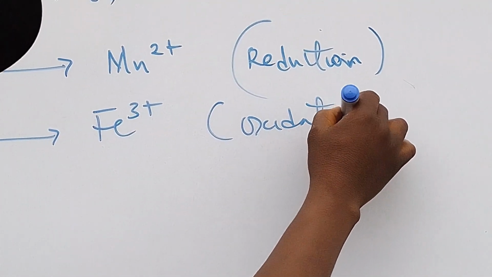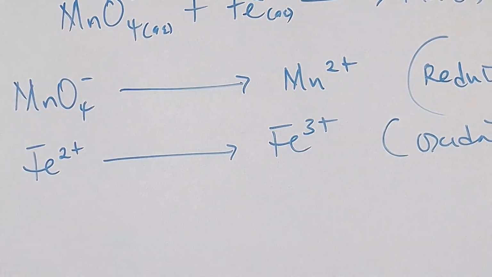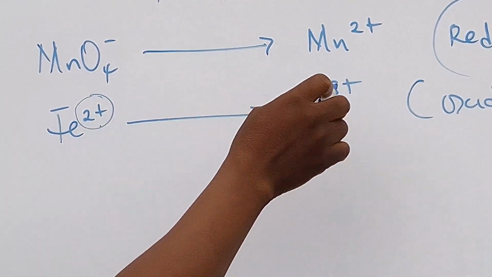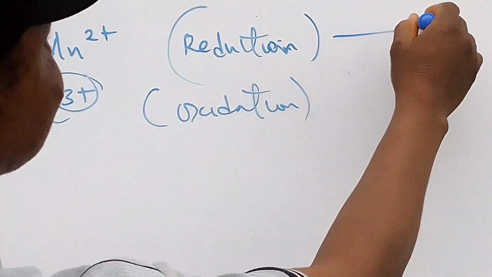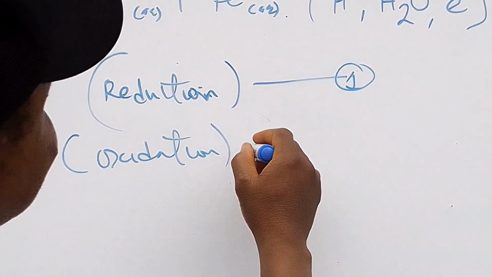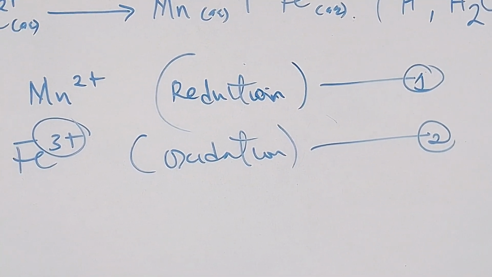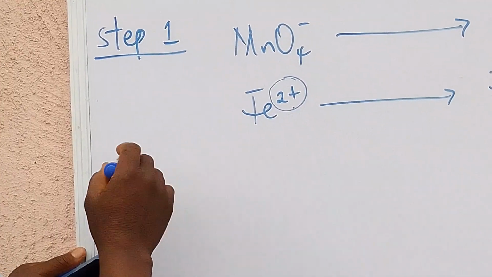How do I know it's oxidation? The definition must be in my brain. The oxidation number has increased from +2 to +3. So we can label this equation 1, then we label this one equation 2. Are you following? All right, quickly, let's go to step 2. We are done with step 1. It's that easy.